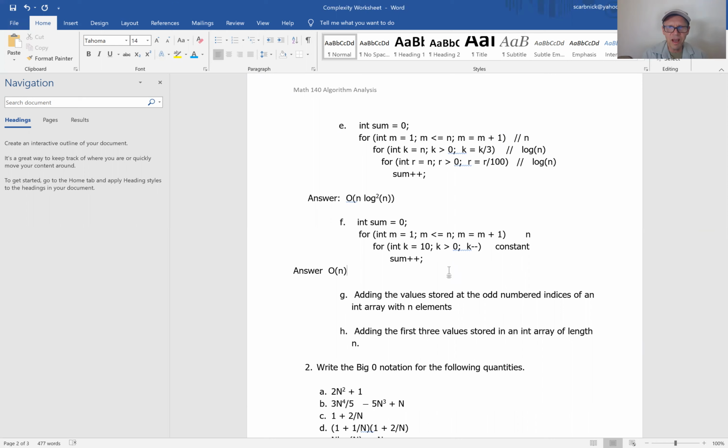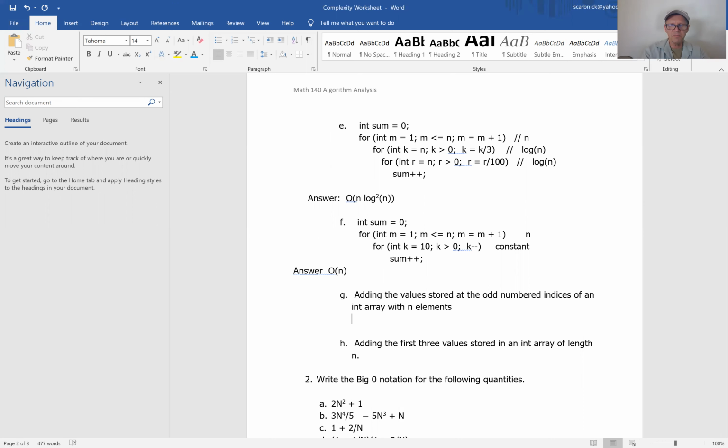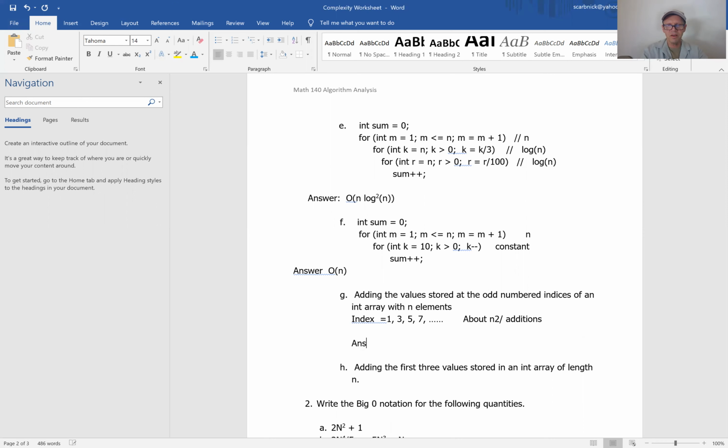Add the values stored at the odd number indices of an array with n elements. Here we're just looking at what? I think it's basically n over 2. So here the index would be like 1, 3, 5, 7. Right. So it's about n over 2 additions. So the answer is, again, we drop the constant, so we just put order n.